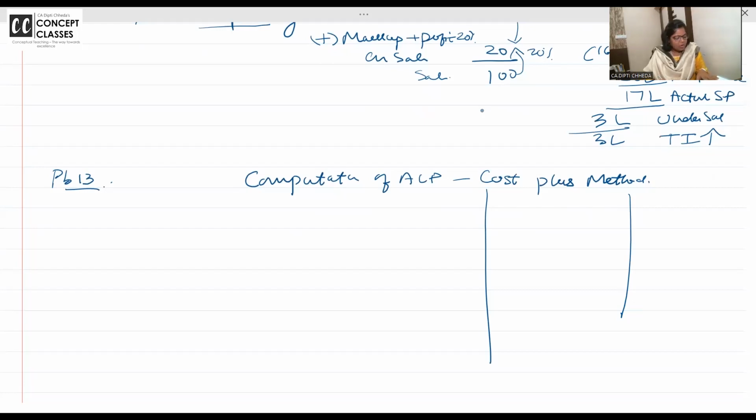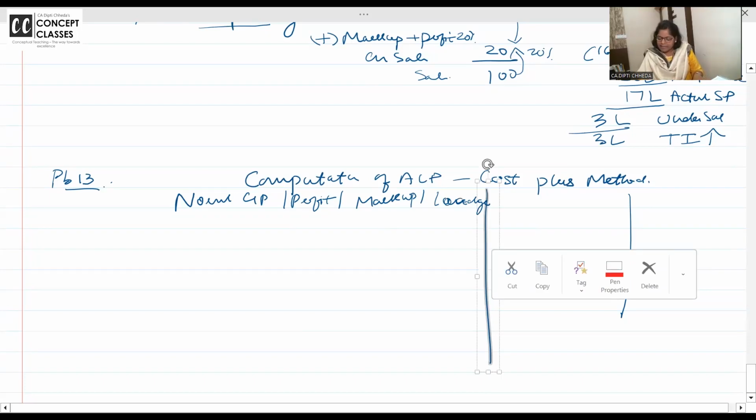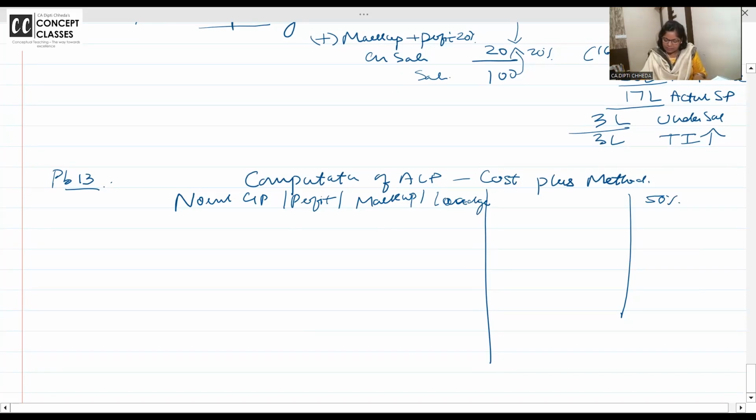Now, what is the normal GP? 50%. Normal GP or profit or markup or loading is 50% for others, Bal Industries के लिए. Do you know one thing?